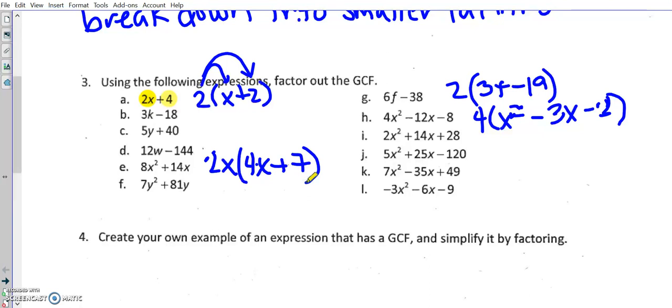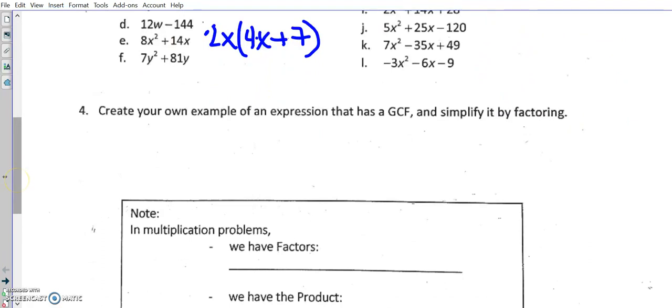Okay? So I want you guys to look at number 4. Create your own example of an expression that has a GCF and simplify it by factoring. Think of any two numbers, throw a variable in there, and see if you can figure it out, okay?